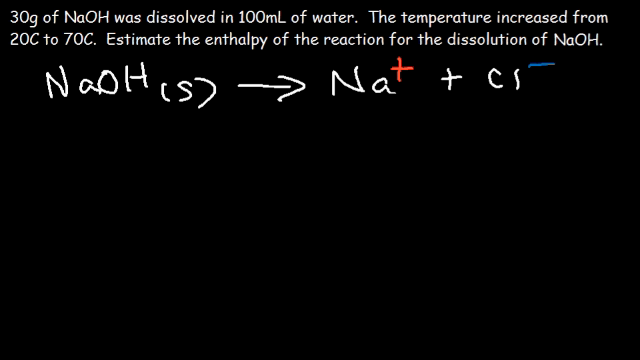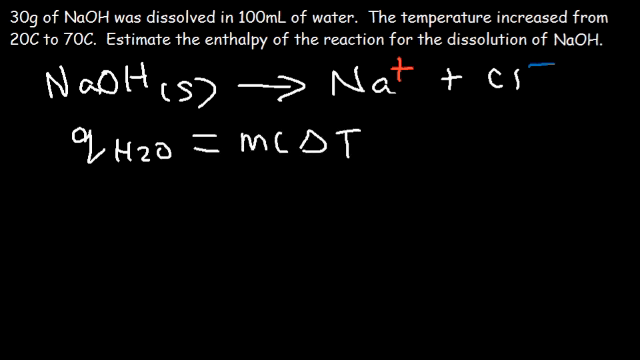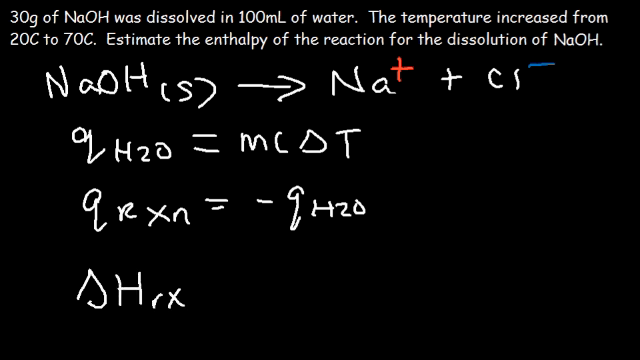So now, here's what we need to do. The first thing we need to do is find the amount of heat absorbed by the water, which is equal to mcΔT. Once we have that, we can find the amount of heat released by the reaction, which is equal to negative the amount of heat absorbed by the water. So if the water absorbs, let's say, 100 joules of heat energy, the reaction releases negative 100 joules of heat energy. So that's why we have the negative sign. And then the enthalpy change of the reaction is going to be Q of the reaction divided by n. So those are the steps that we're going to take to get the answer.